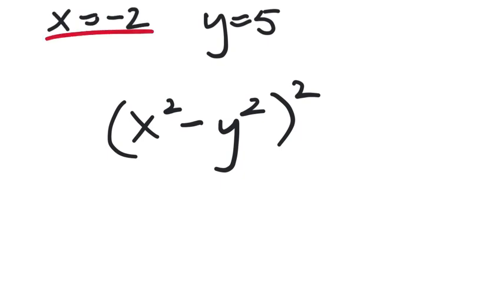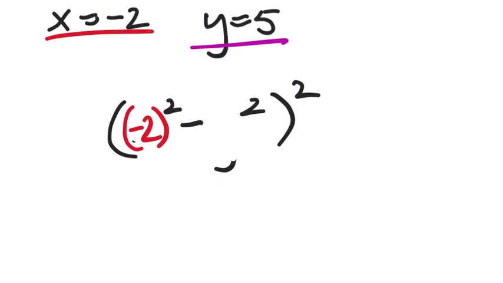Right here, it says x is negative 2. So I go in and I replace x with, well, negative 2. Don't forget to put parentheses around it because it is a negative. And then y is 5. Now, you don't usually need to use parentheses around it, but I am going to because it has an exponent. Okay? So, let's go and do this one.